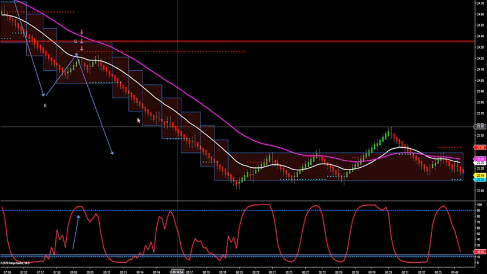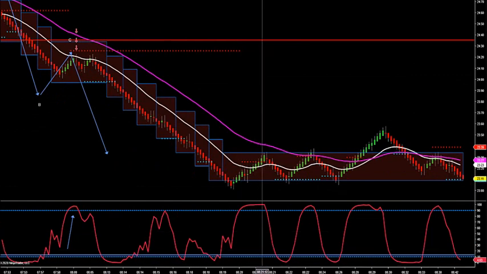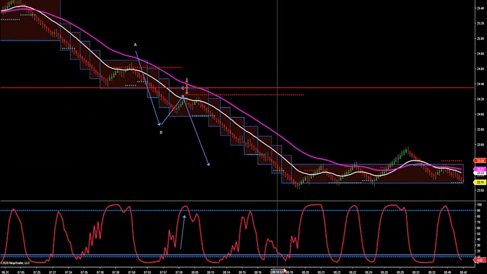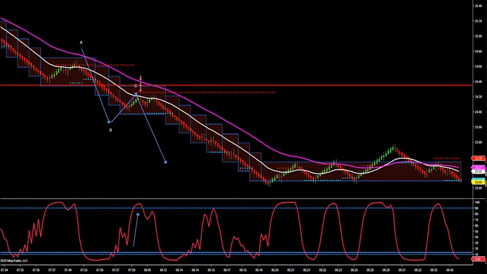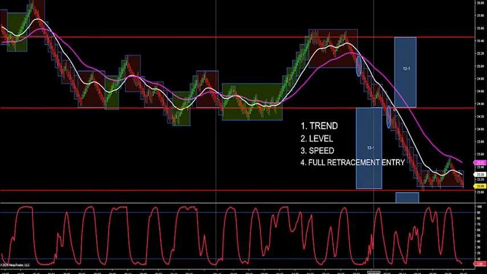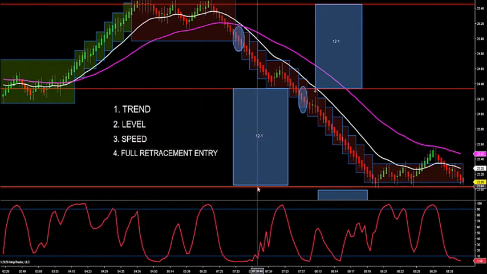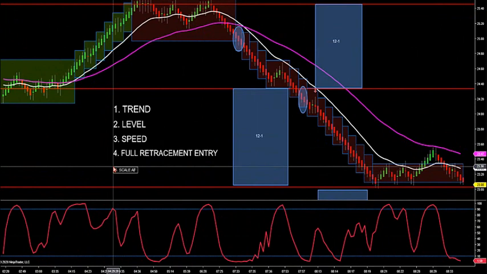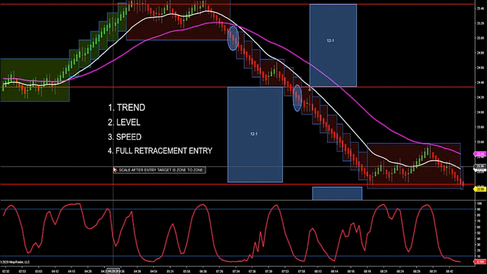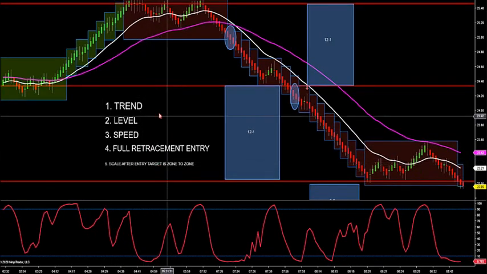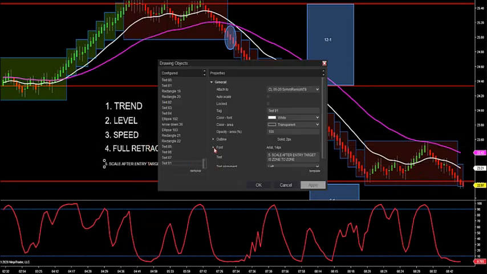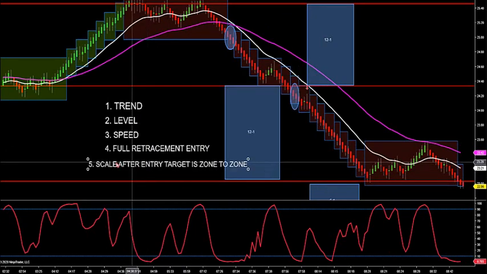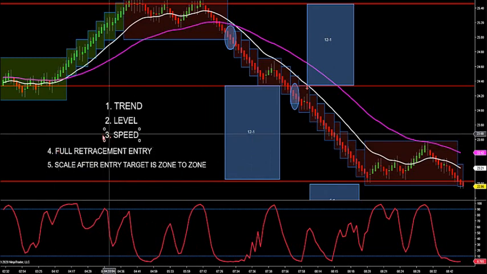So what we want to do then is we want to look to go zone to zone. We're trying to go zone to zone. I'm trying to go from this level down to the next level, which would be here. So your target is trend, level, speed, full retracement, zone to zone. That's your overall target. So you can scale after entry. Target is zone to zone. And that's how we trade the markets. Trend, level, speed, full retracement, scale after, zone to zone. Two ticks above the swing high to let the trade breathe. Maximum 15 tick going in. Adjust it two ticks after you pull the trigger.